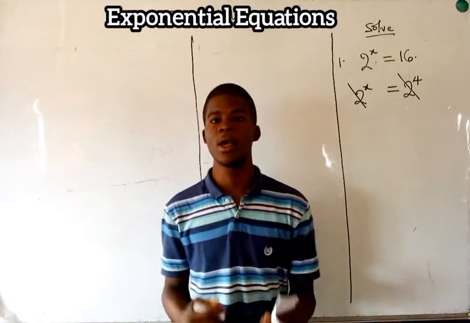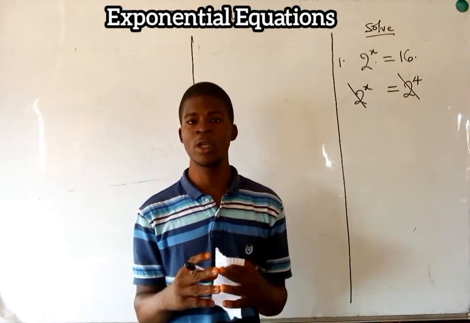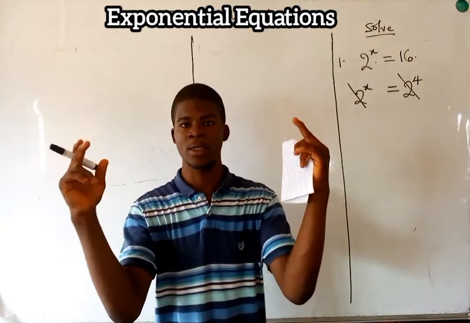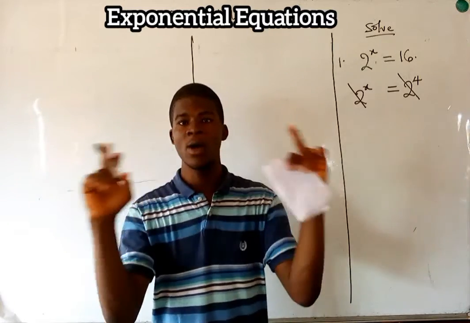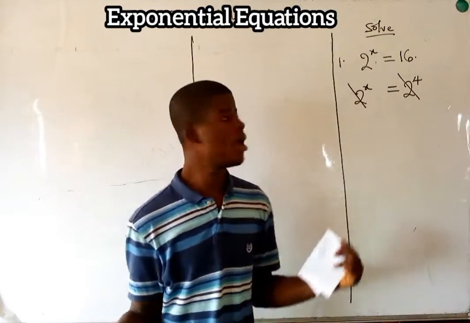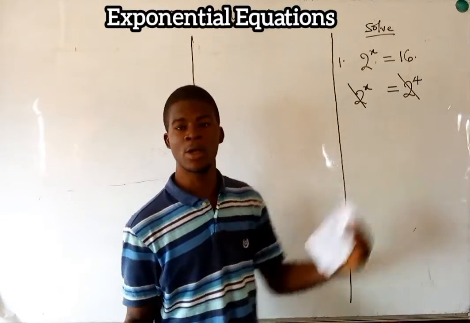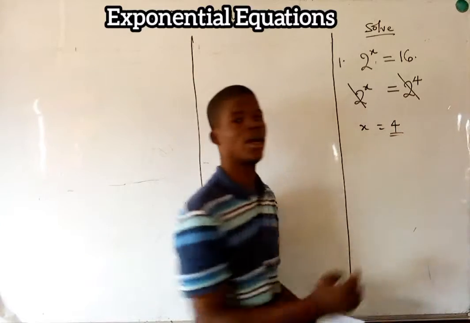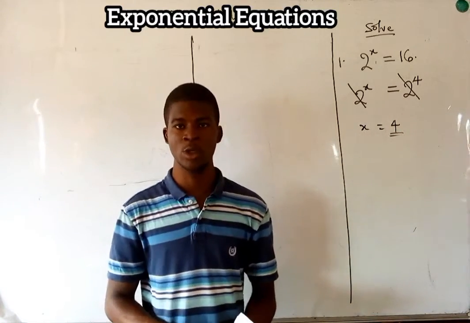So in indices, when you are solving any exponential equation, when the bases are the same, equate the powers. And in the same vein, when the powers are the same, equate the bases. Right here, the bases are the same, so I will equate the powers. x is equal to 4 is the answer to this question.